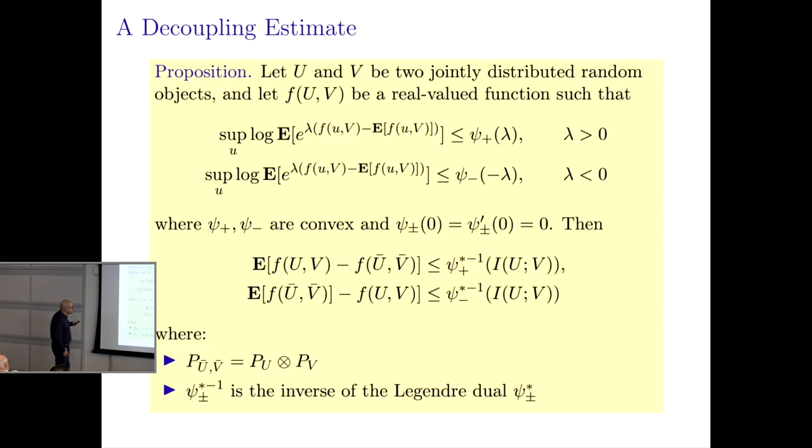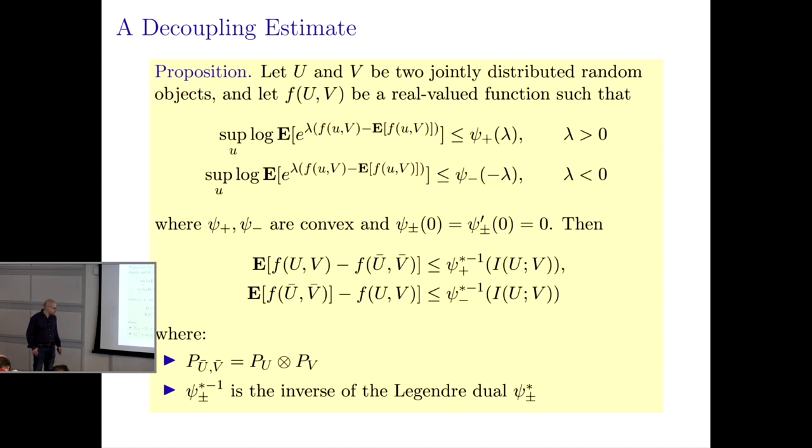If I fix a u and I look at the log moment generating function of just f of u and v, where v is random, you can think about this as in fact just a conditional expectation of f of U-bar, V-bar given U-bar. So when lambda is positive, I have to have some upper bound psi plus. When lambda is negative, I have to have an upper bound psi minus, but with minus lambda, where both psi plus and psi minus are convex, and their derivatives and values at zero are zero.